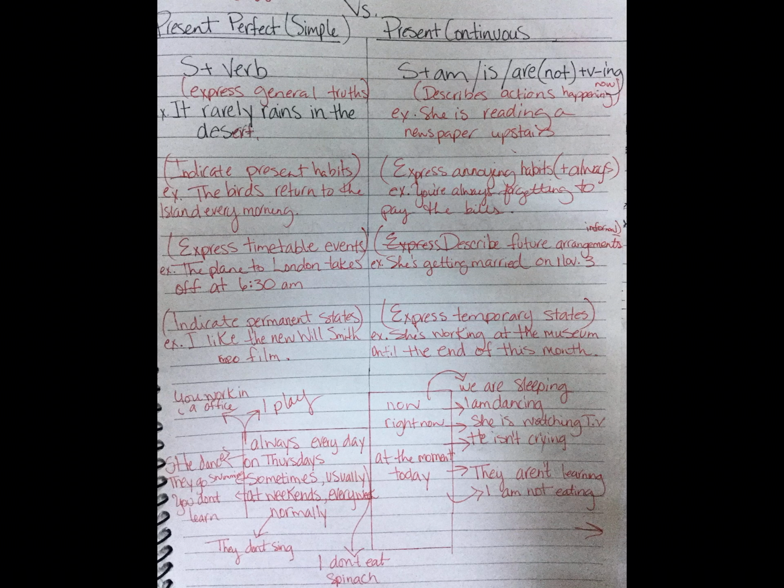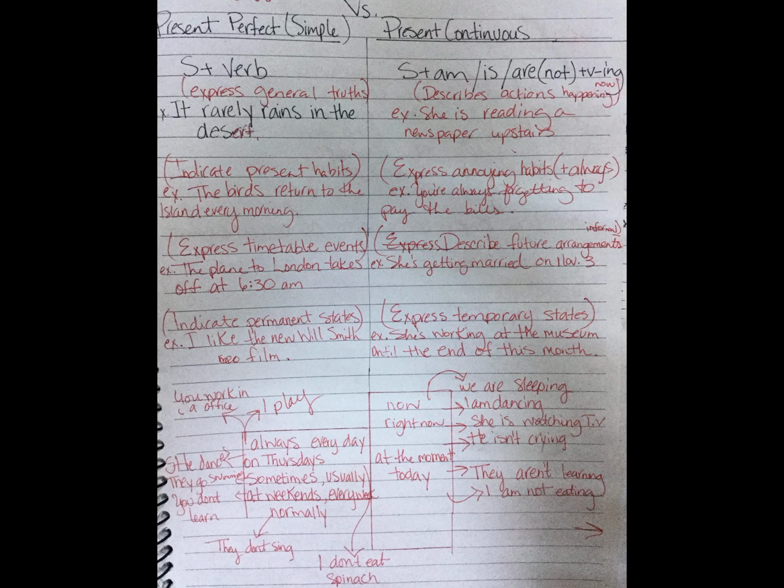So we have the subject, and then we have the verb, and we have a timeable event. And also present perfect indicates permanent states. Like, for example, I like the new Will Smith film. It's just a statement. And then I have some examples here for you on the bottom. We just need to remember the present continuous: subject plus am, is, are, plus V-ing.